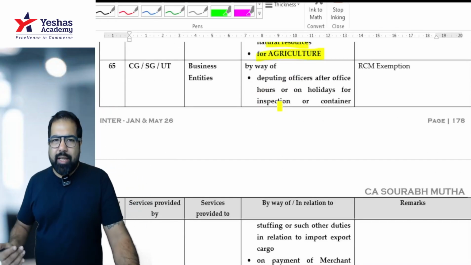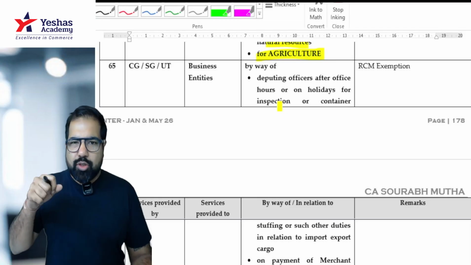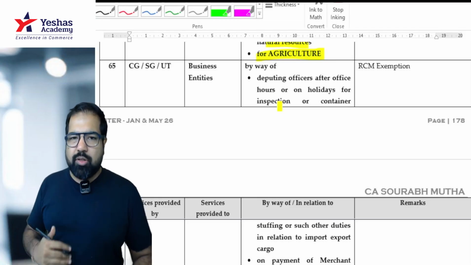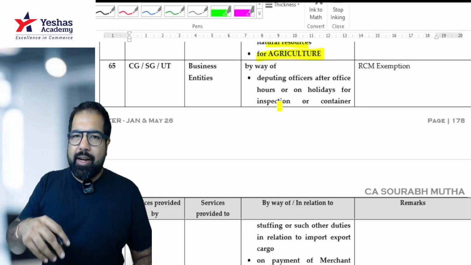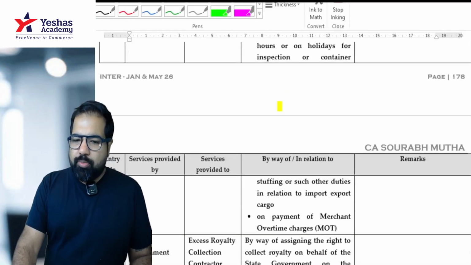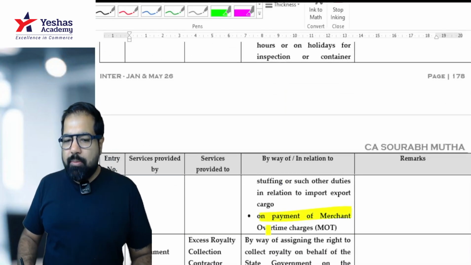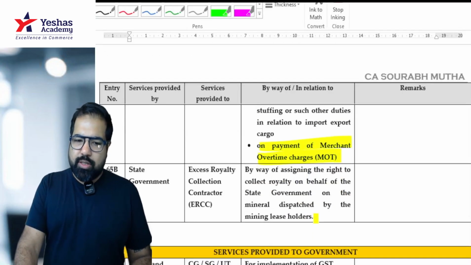Right, when you import and export, sometimes the customs officer have to check what you're importing and exporting, and because of that, they have to stay extra hours at the port. That extra hours, when they charge you money, guys, on that there is no GST. Merchant overtime charges, that's called, there is no GST on that.